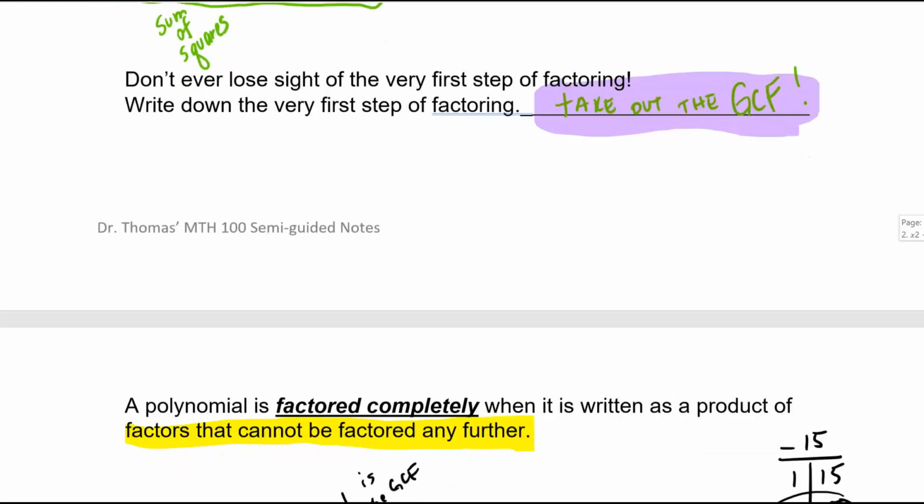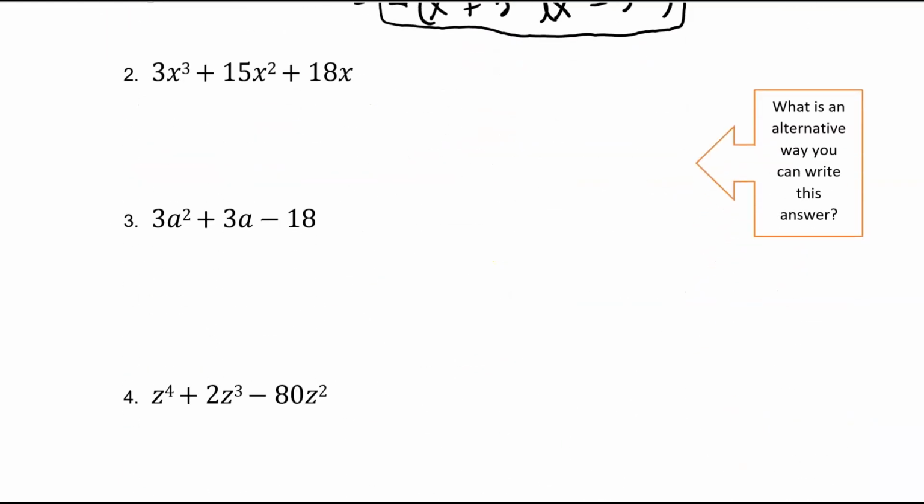Alright, that's always the first step of factoring. So do we have a GCF here? We do. It's 3x. So when we take that out, we get x squared plus 5x plus 6. And what do we have inside here? A trinomial. So is that trinomial factorable? You bet it is. Normally it is.